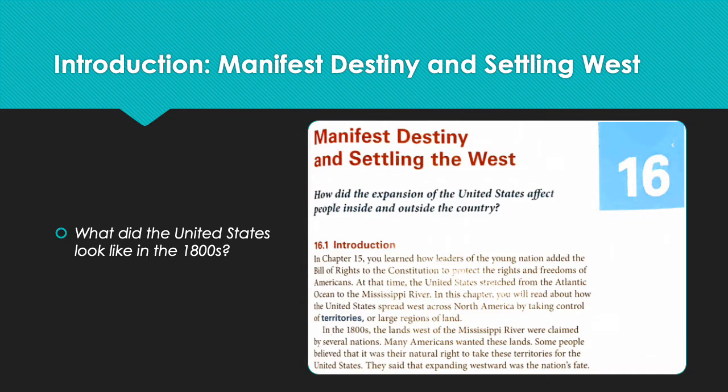So moving into our text, there's a couple of sections that we'll be addressing today, and this is the first. Manifest Destiny and Settling the West. How did the expansion of the United States affect people inside and outside the country?